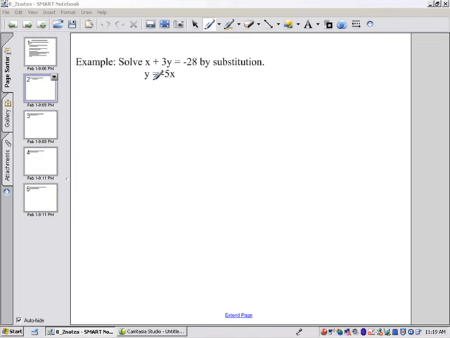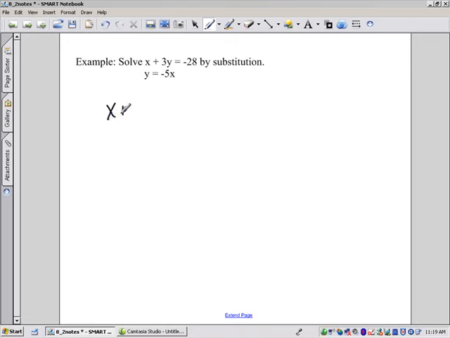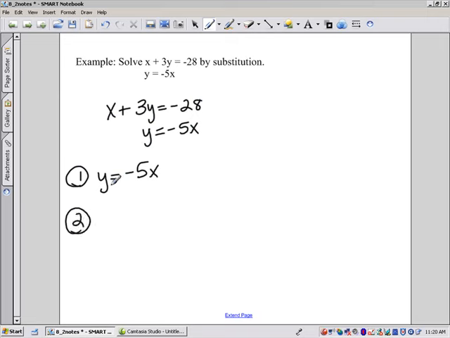So let's look at how we can solve x plus 3y equals negative 28 and y equals negative 5x by substitution. If we look at this system, our first step is to solve one of the equations for one of the variables. And notice that that's actually already done for us in the second equation. The second equation is already solved for y.